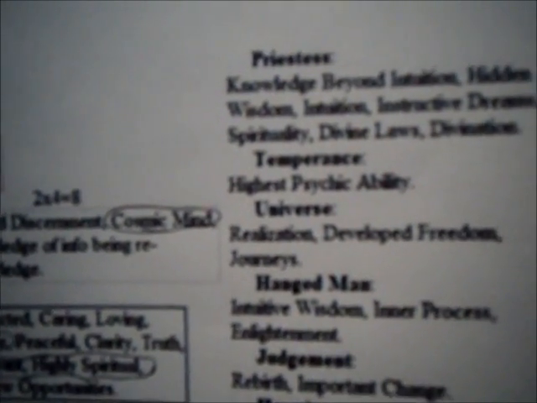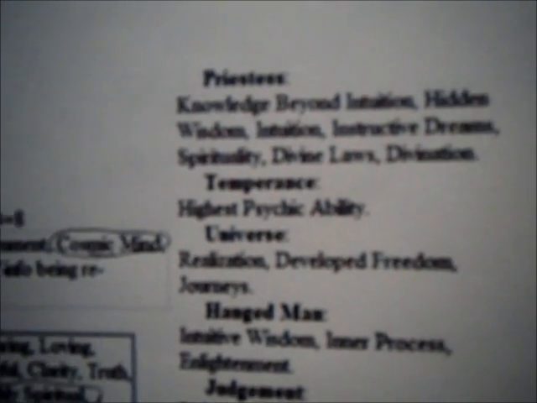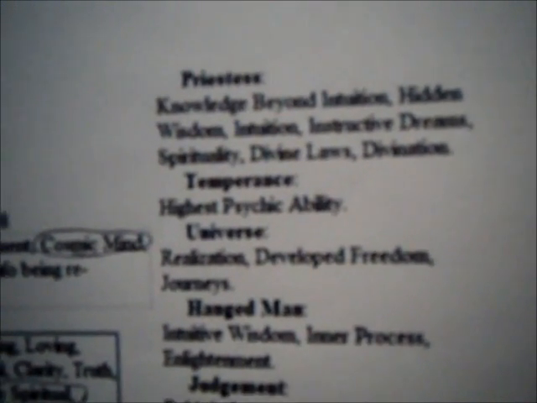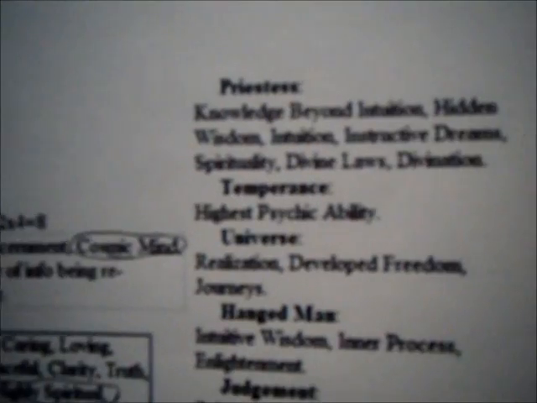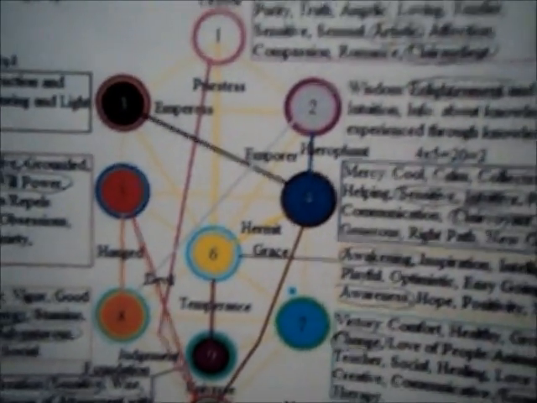I mean, just right from the get-go, with the one thing, in this case it's energy, reflecting, new light, spiritual, etheric, transcendent, high-dimensional, artistic, clairaudient, and then you got the priestess, just like at the top here. Beyond knowledge, beyond intuition, hidden wisdom, intuition, instructive dreams, spirituality, divine laws, divination. I don't have to go any further, just starting at the start right here, but all the rest of this makes sense with it too, though. See? Yep.